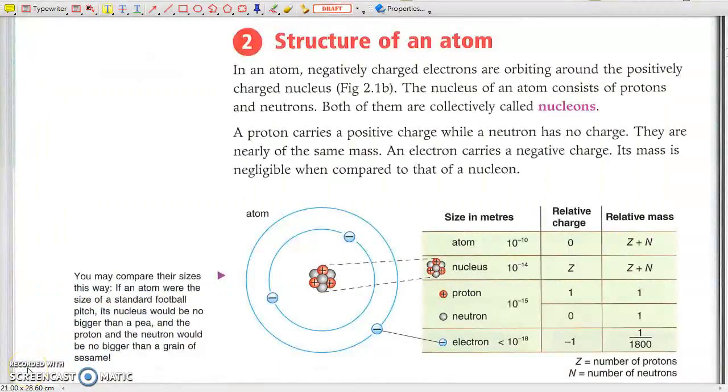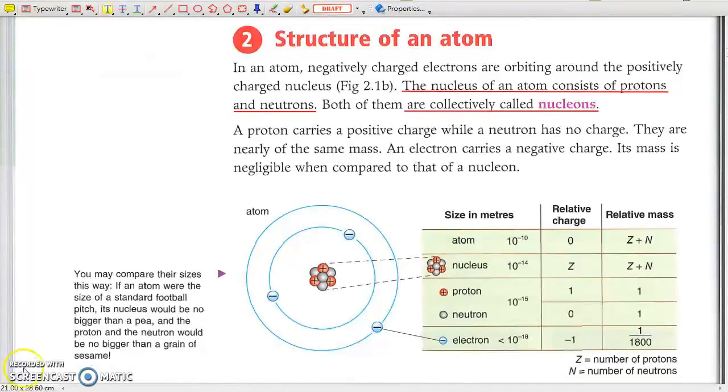2. Structure of an atom. Inside the nucleus, there are protons and neutrons. They are collectively called nucleons. The mass of a neutron is slightly larger than that of a proton. A proton is positively charged, while a neutron is neutral.